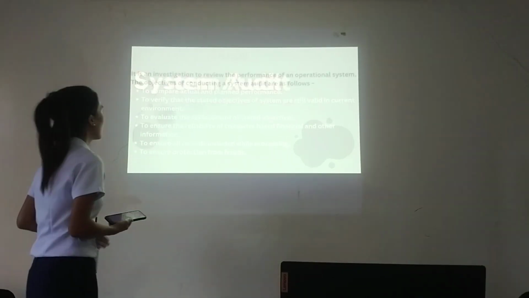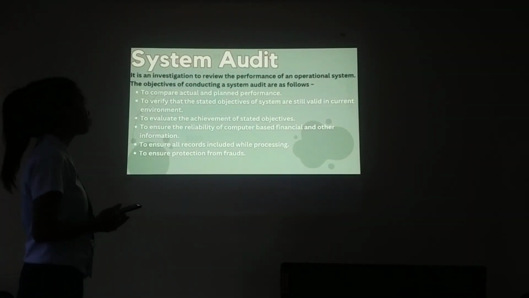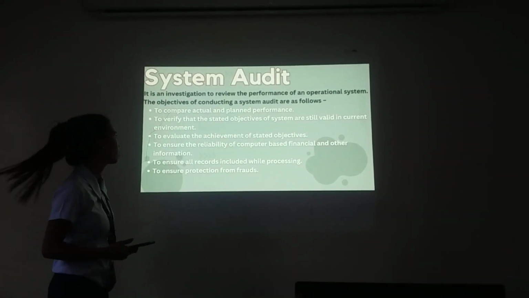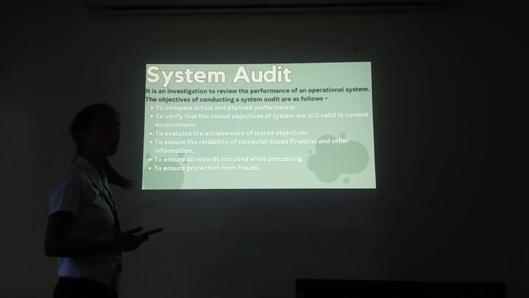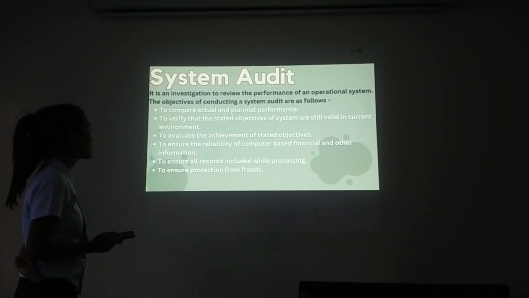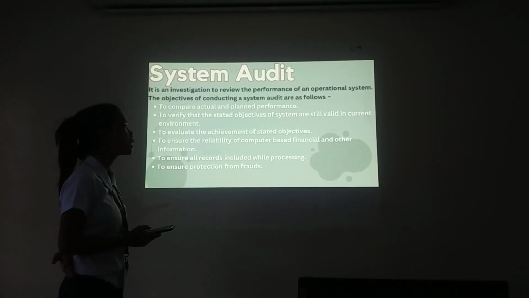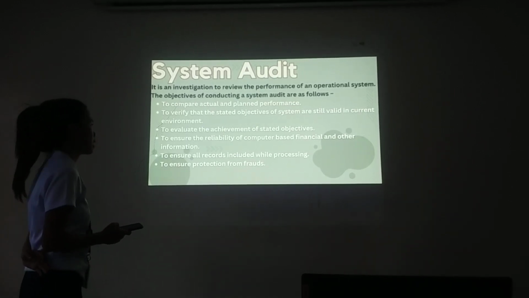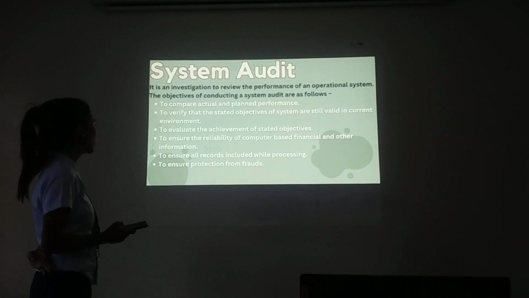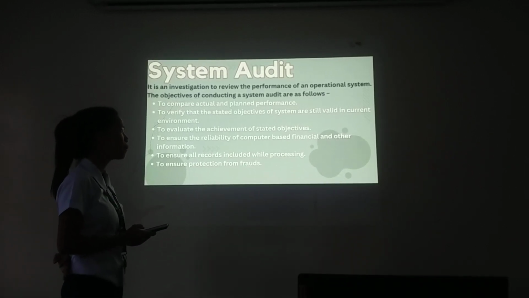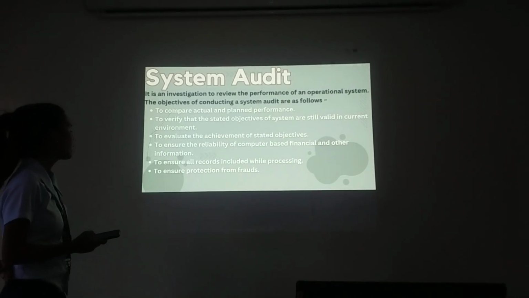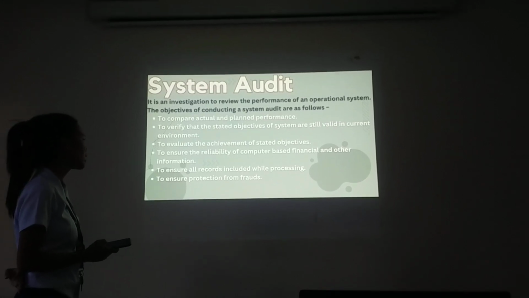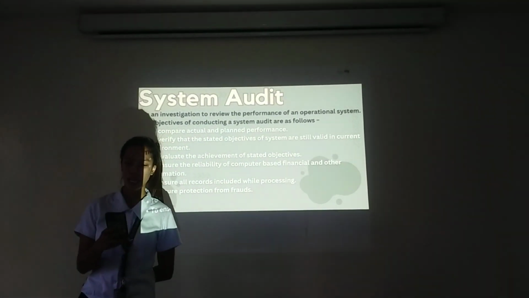System audit. System audit is an investigation to review the performance of an operational system. The objectives of conducting a system audit are as follows. First, to compare actual and planned performance. Second, to verify that the stated objectives of systems are still valid in current environment. Third, to evaluate the achievement of stated objectives. Fourth, to ensure the reliability of computer-based, financial, and other information. Fifth is to ensure all records included while processing. And lastly, to ensure protection from fraud.